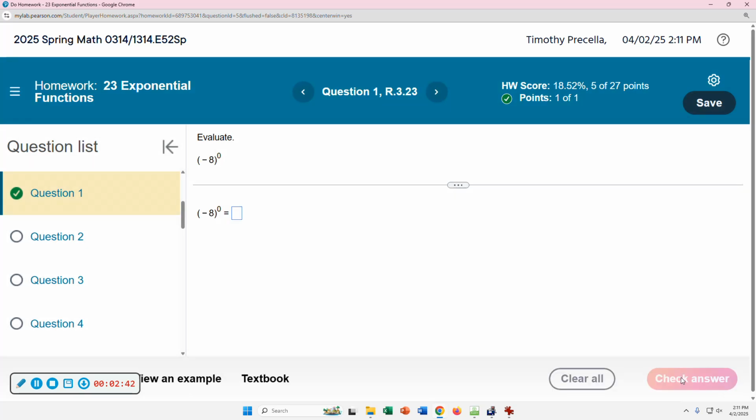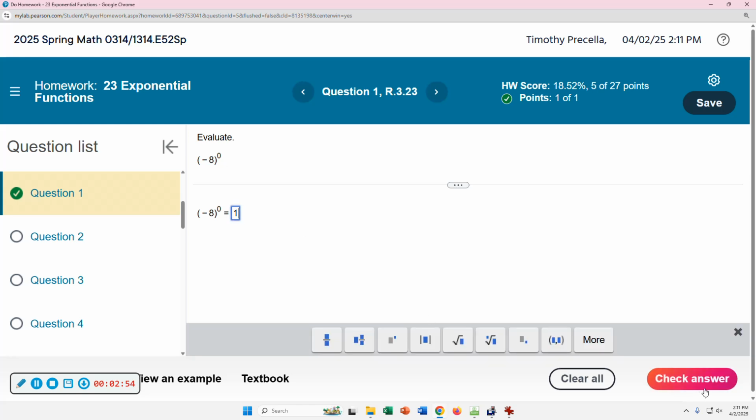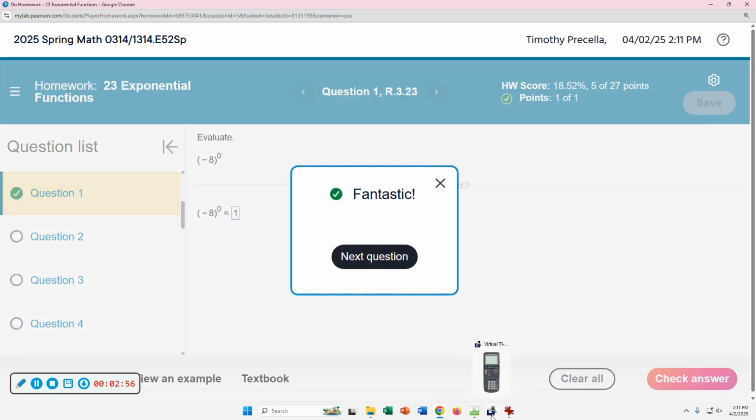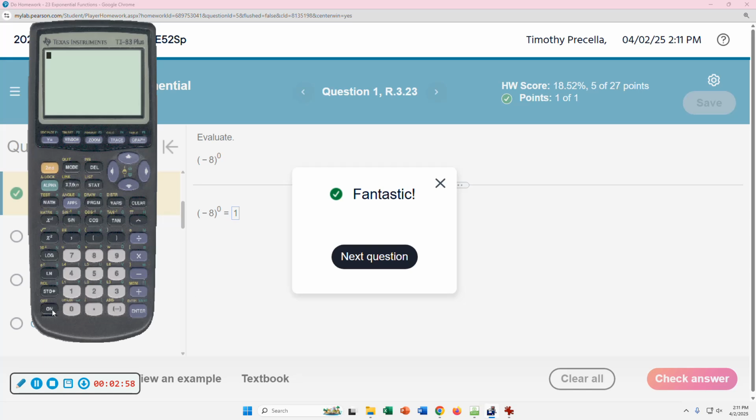Oh, this is a good one. -8 to the 0 power. Still a 1. Anything to the 0 power is 1. Sometimes students don't believe it unless they see it on a calculator. So here's my little calculator. I'm going to type in this one.